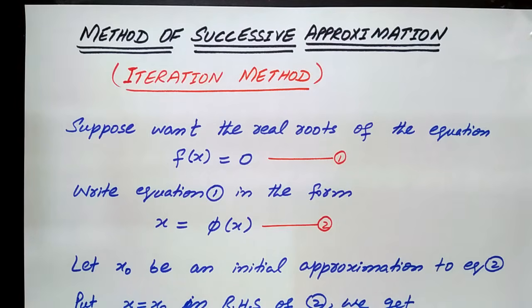Method of successive approximation. Method of successive approximation is also called iteration method. Suppose we want the real roots of the equation f of x equals 0. Write this equation number 1 in the form x equals phi of x. Separate one value of x from that equation and the remaining expression will be named phi of x.